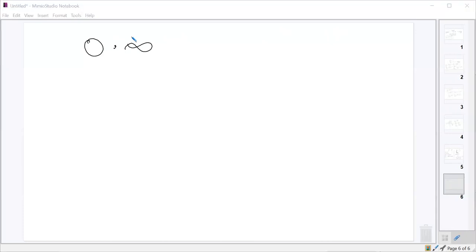You want a practice problem for that? Okay. Sure. The eraser is awfully small. All right. Let's see here.